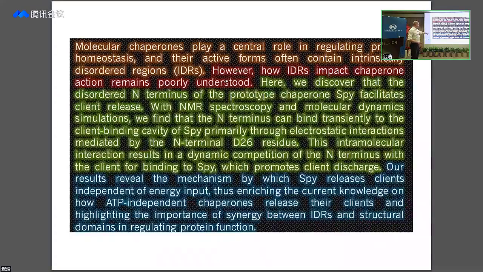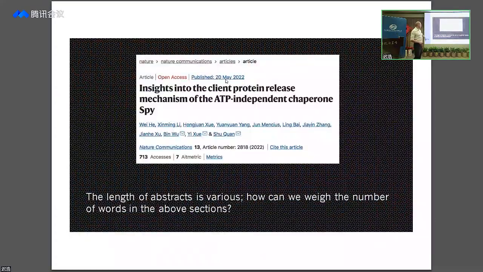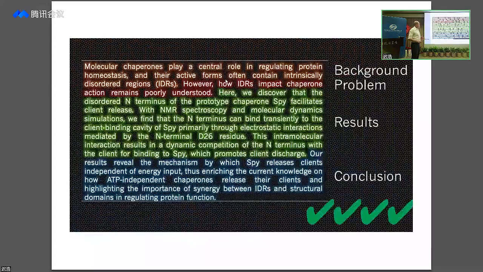Now the student is asking, the student said the length of abstracts varies. How can we weigh the number of words in each of these sections? So as you remember from the Nature guidelines, it actually talks about up to 5 sentences for the background. Now, normally this section is far shorter. Sometimes you just get 1 sentence, half a sentence for background and half a sentence for problem.